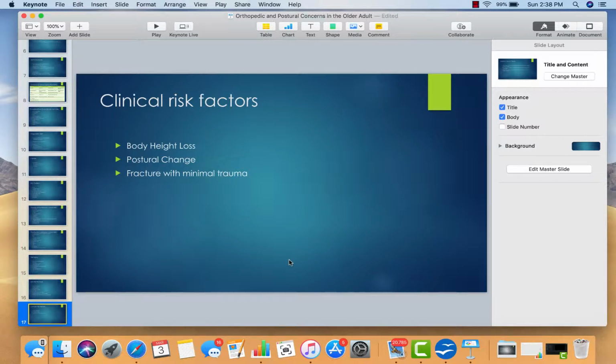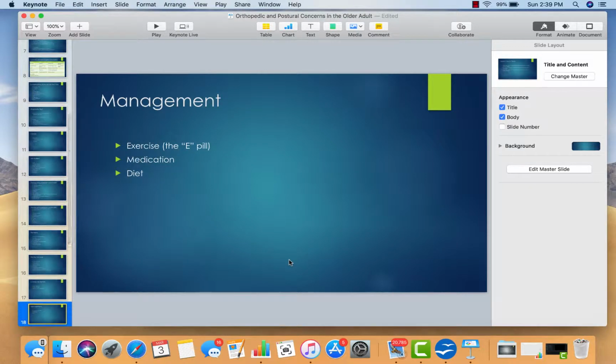Clinical risk factors. So this is where you could be looking at, does the person have a body height loss? So sometimes, when someone goes to, let's say, the urgent care, they ask the person their body height and body weight. They need to be actually weighing the person and taking an actual height. Fracture with minimal trauma, too, as I mentioned.